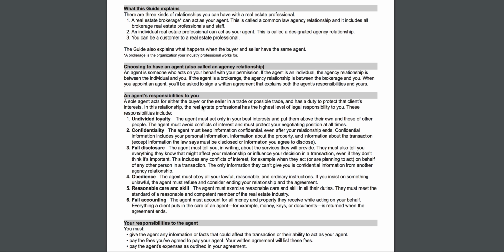And finally, you can be a customer to a real estate professional. So if you're a member of the public, you're a customer to the real estate professional. If you don't have a signed agreement with a real estate professional, you're also a customer.